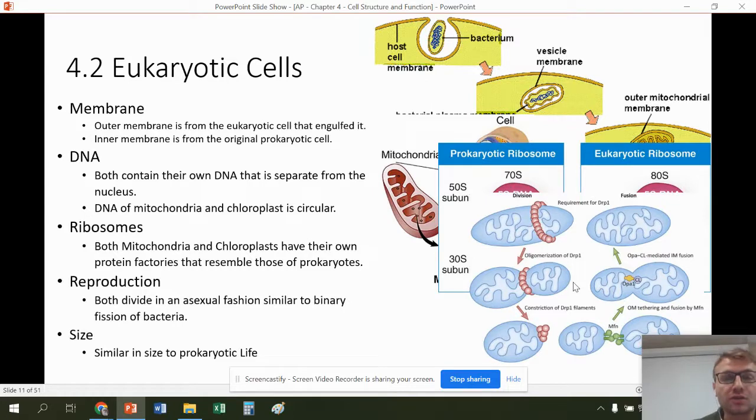Reproduction. They also reproduce very similarly to prokaryotic cells. They have a fashion of splitting very close to asexual. And lastly, and this is the least important, but still there, size. They're the same size as prokaryotes. So yes, these organelles were once bacteria that lived billions of years ago that eukaryotes just took in and said, hey, I'm just going to keep them around.